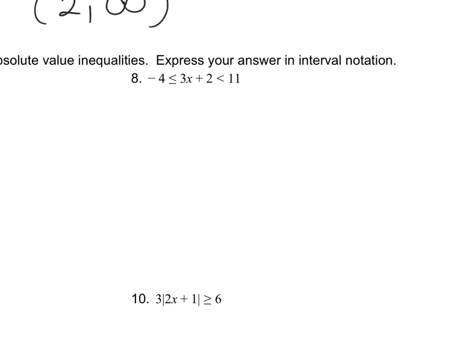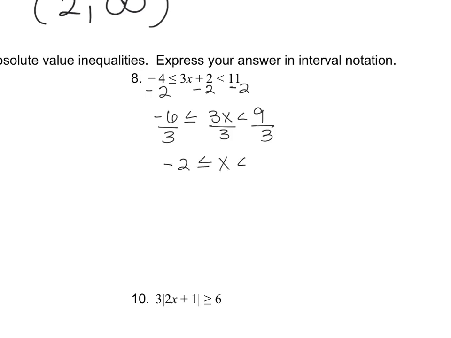Next, we're going to take a look at an and compound inequality. So we have negative 4 is less than or equal to 3x plus 2 is less than 11. Anything we do to isolate x in the center, we have to do on either side of the inequality. My first step is to subtract 2, and I have to subtract 2 from every number. So we get negative 6 is less than or equal to 3x is less than 9. Next, we want to divide by 3 in the middle, so I have to divide by 3 on both sides. Negative 6 divided by 3 gives me negative 2, less than or equal to x, less than 3.